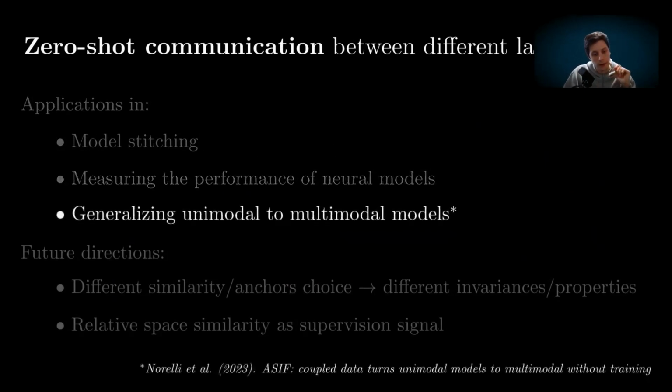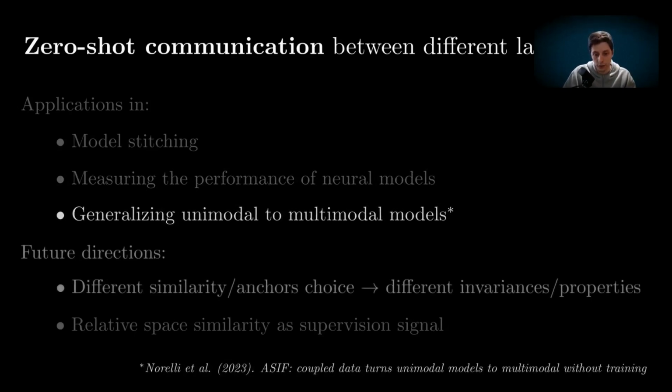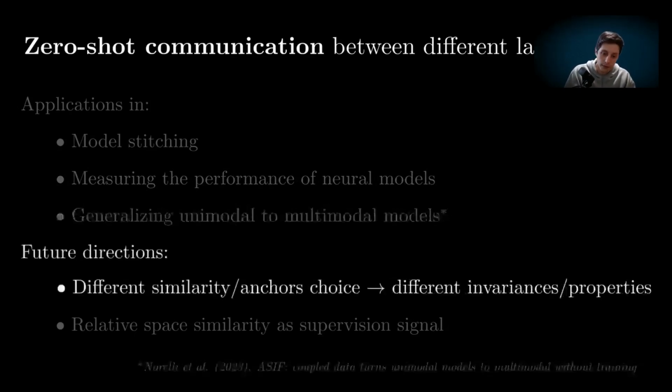So to conclude, we have shown that zero-shot communication between different latent spaces is possible, and it finds application in model stitching, in measuring the performance of neural models, and in generalizing unimodal to multimodal models, as you have seen in the cross-language setting. And we also have another work that shows that it's possible to communicate between images and text zero-shot.